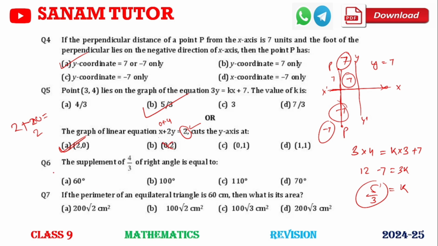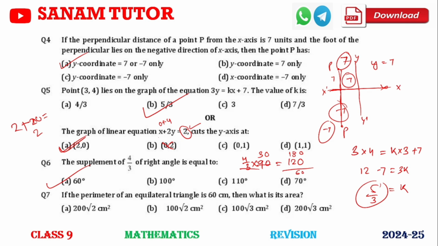Now question number 6: the supplement of 4 by 3 of a right angle. 4 by 3 of a right angle means 4 by 3 of 90, so 3 into 30, 4 into 30 is 120, and the supplement is 180 minus 120, that is 60 degrees. Option A is the correct answer. First find 4 by 3 of a right angle, that is 120, then find its supplement, that is 180 minus 120, which is 60.